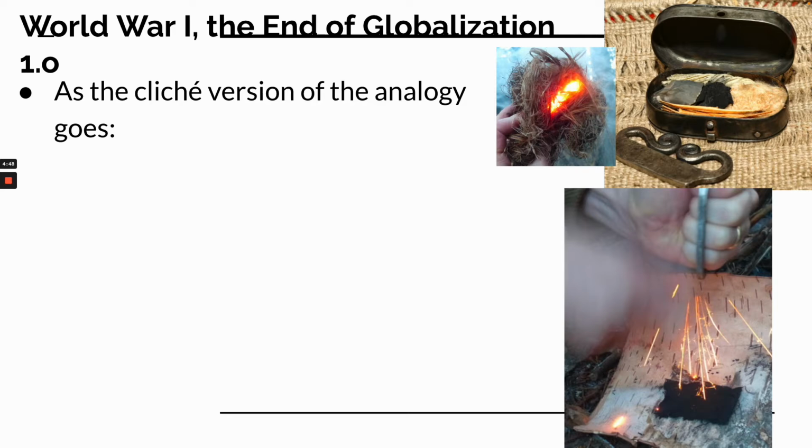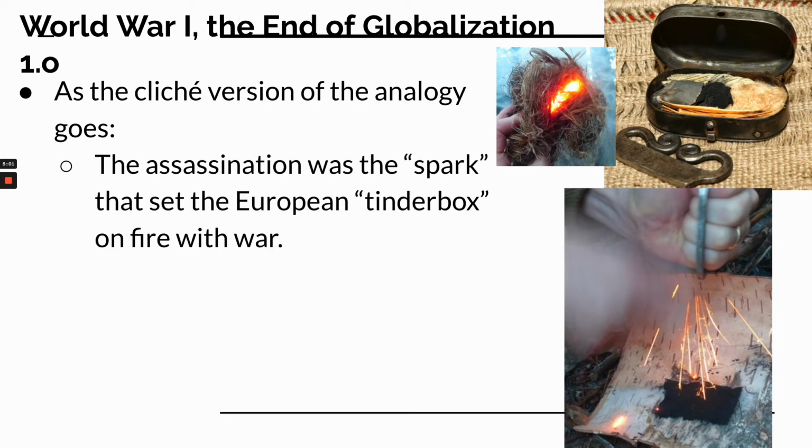The analogy for the start of World War I is a cliche, but like a lot of cliches, it's cliche for a reason, because at least at one point it made a lot of sense and was a good analogy for talking about something. And so here's the analogy: the assassination of the Archduke was the spark that set the European tinderbox on fire with World War I. Now, this was a way of thinking about it that at one time had made a lot of sense. When it was first trotted out, there were people who understood what a tinderbox was, and they kind of understood using one to start a fire.